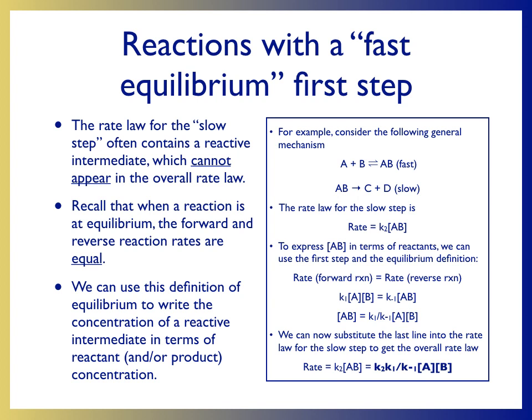This rate law is our overall rate law. Note that it now does not include any reactive intermediates and only depends on the reactants. Therefore, we use the first step, the equilibrium step, to determine how to write the concentration of the reactive intermediate in terms of reactants. The combination of rate constants ends up equaling the overall rate constant. We're not going to focus too much on the combination of these constants.